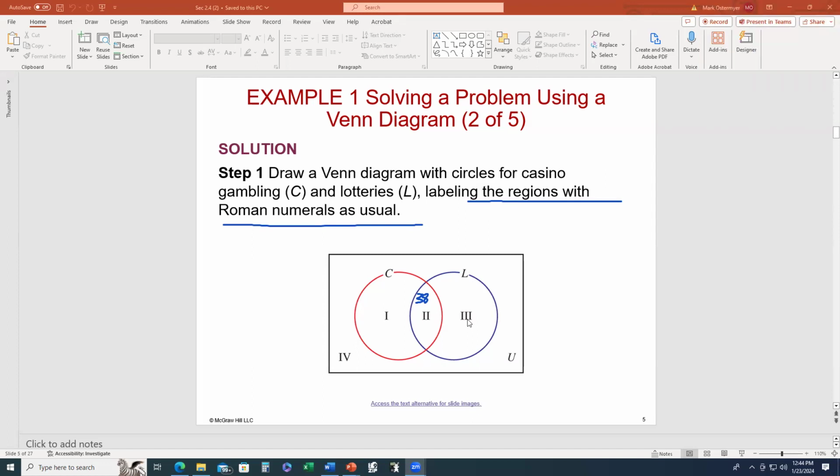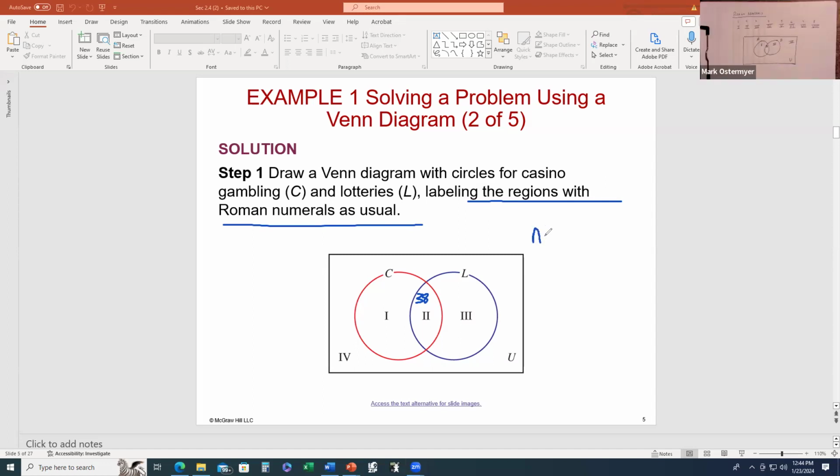Do you deduct 38 from 45? The answer is no. We do not put 45 in region three, because of the 45 states that have lotteries, 38 of those states have already been accounted for. Agree? So you put 7 for lottery. Got to be careful.